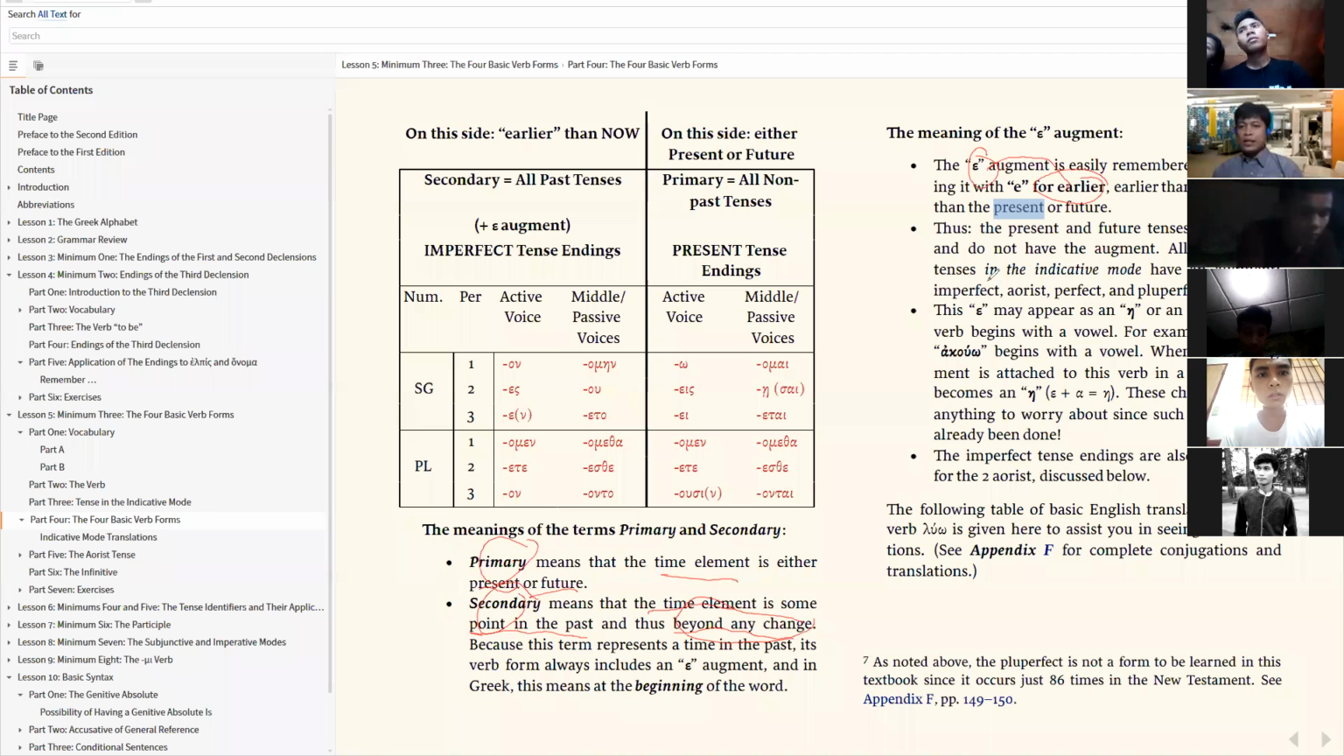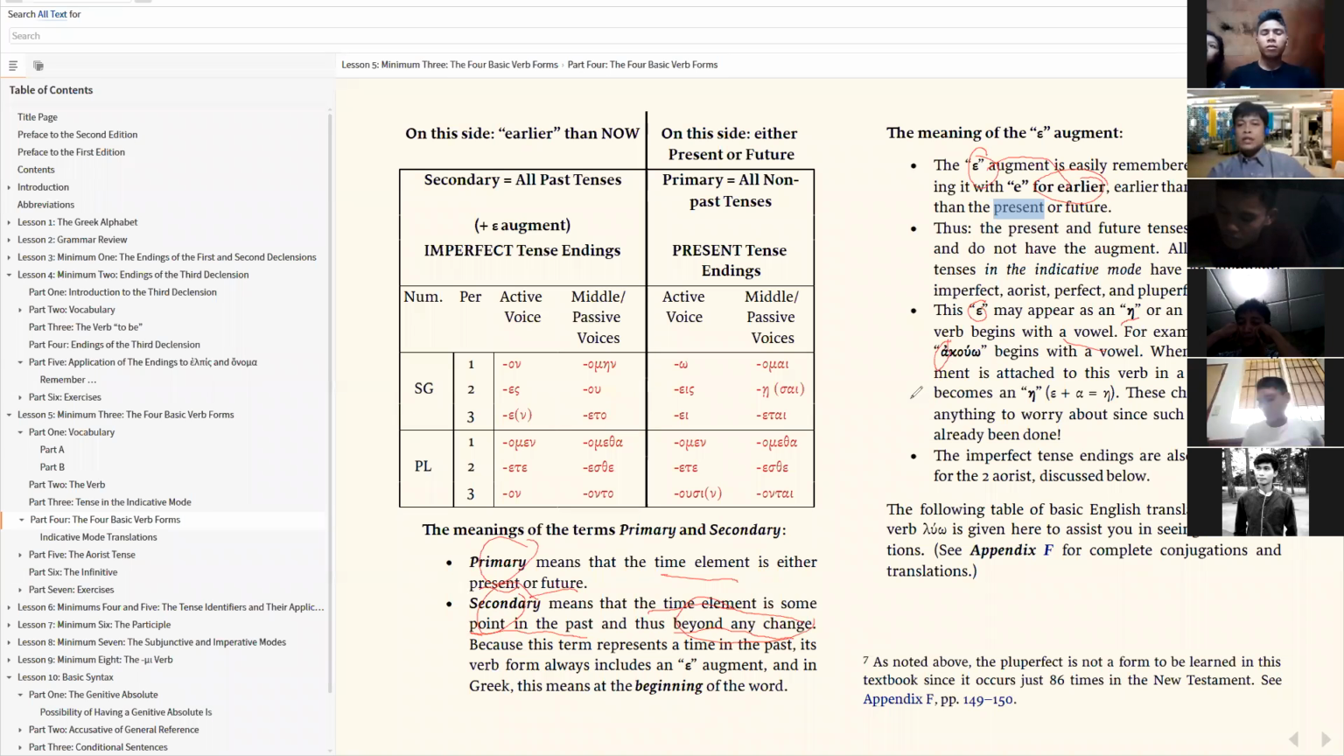One thing we have to take note of here is that when a verb begins with an alpha, the augment would appear like eta or epsilon iota, especially when a verb begins with a vowel. So take note of that.